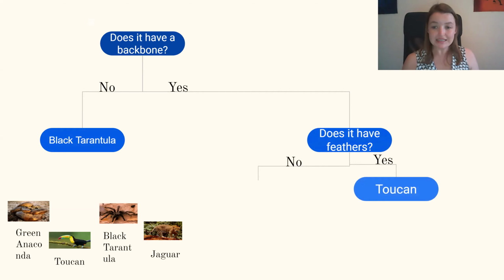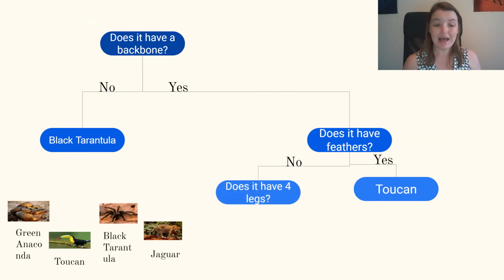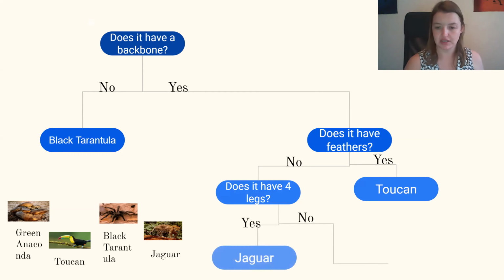And then my yes, because that toucan does have feathers, shows me this. Now I need to separate my jaguar and my anaconda. Does it have 4 legs? Now the anaconda has no legs and the jaguar has 4. So my yes line would be the jaguar and my no would be the green anaconda.